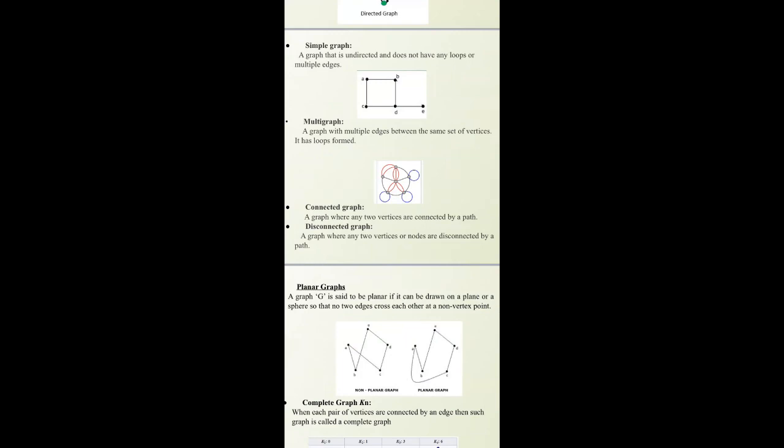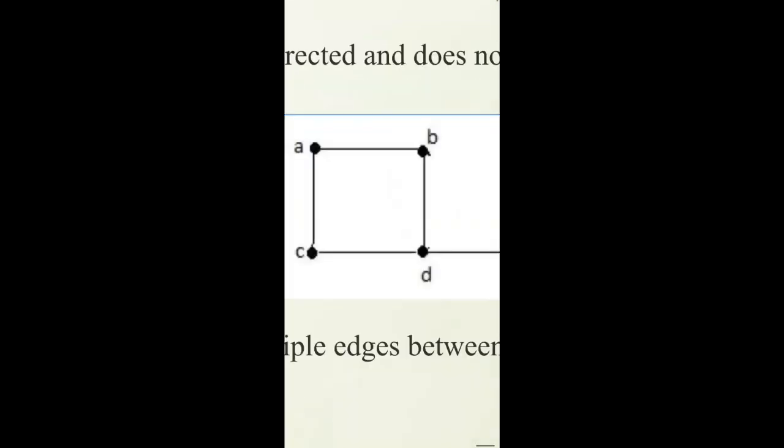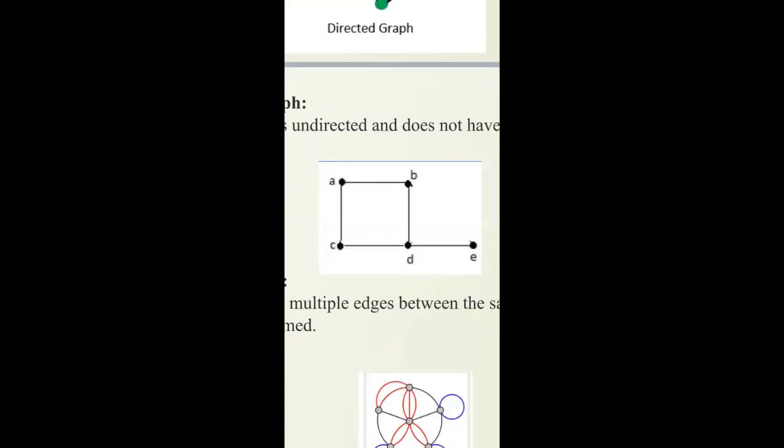Okay, connected graph: a graph where any two vertices are connected by a path. Okay, this is a connected graph. If we remove the edge between vertices D and E, then we can see two graphs here, and this is called a disconnected graph.